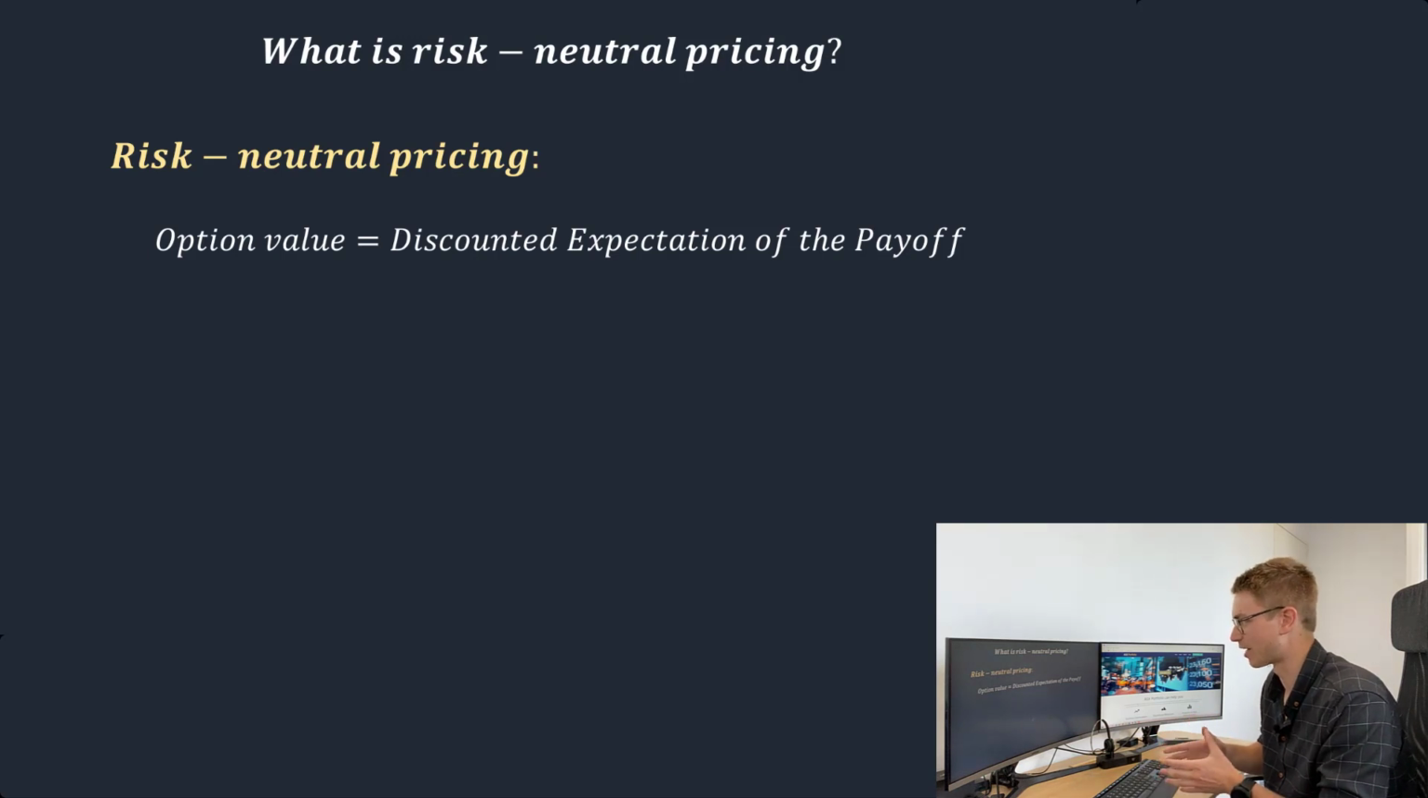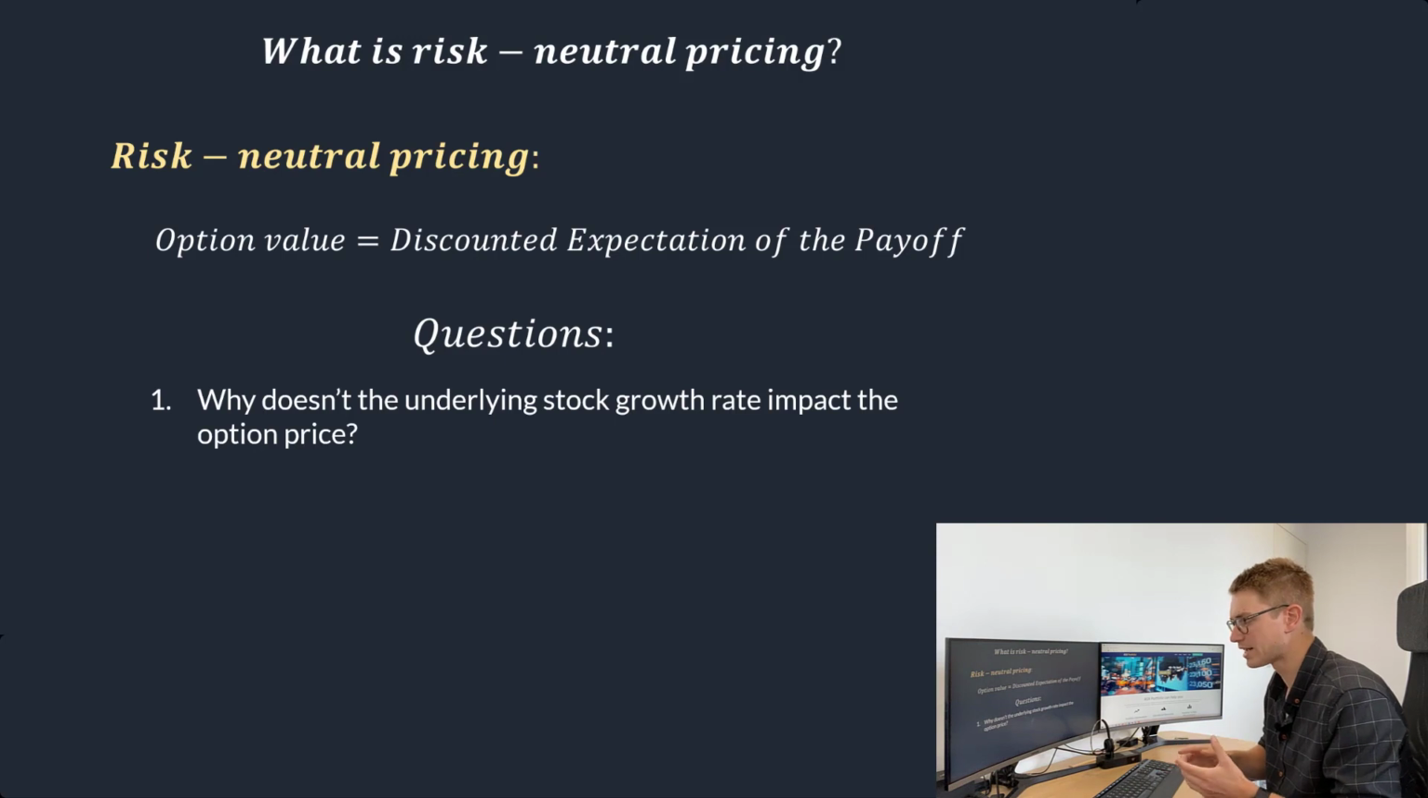So what are we trying to say by that? We're trying to say that every kind of derivative has a payoff, and if you take the expectation of all those payoffs and discount them back to the present time, that is the value of your option. So questions that we actually have about this risk-neutral pricing methodology: why doesn't the underlying stock growth rate impact the option price? It doesn't show up in the Black-Scholes formula or other derivative methodologies.